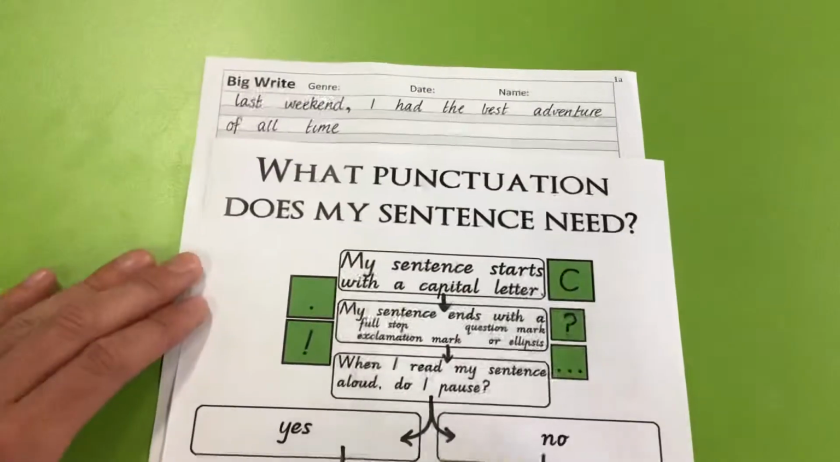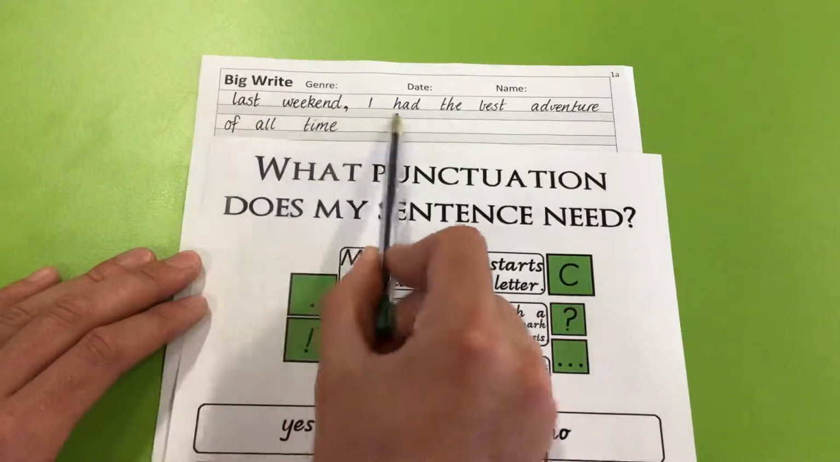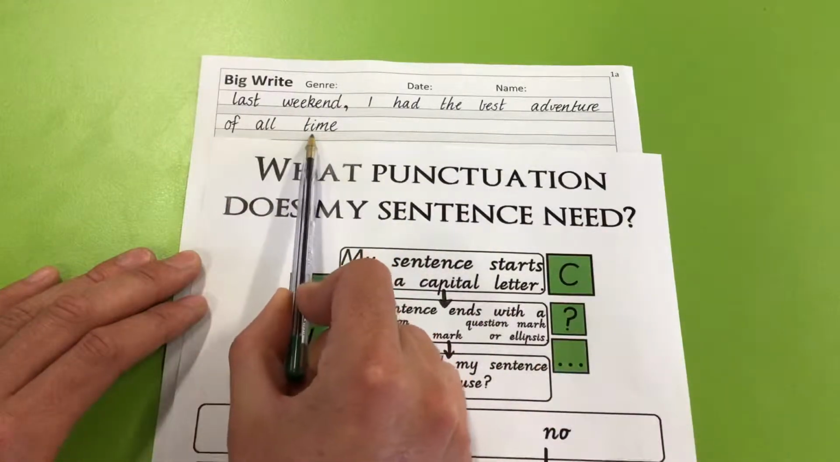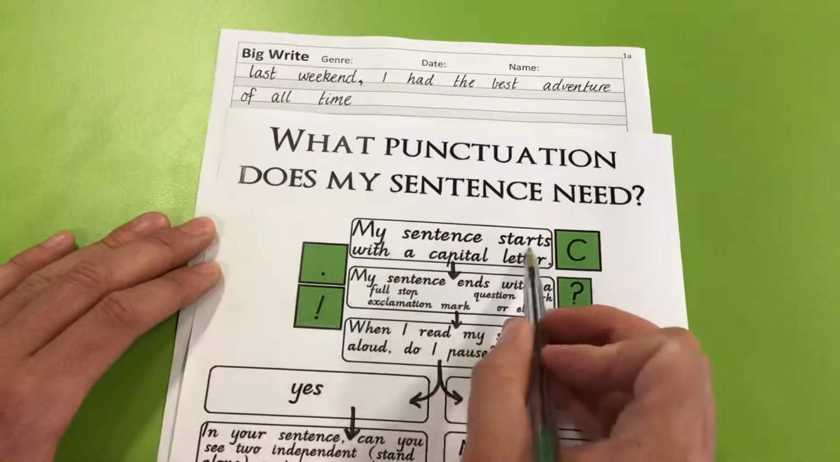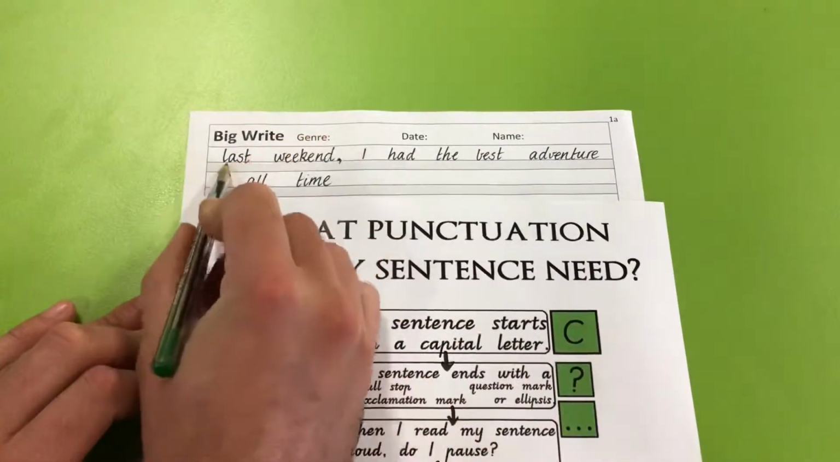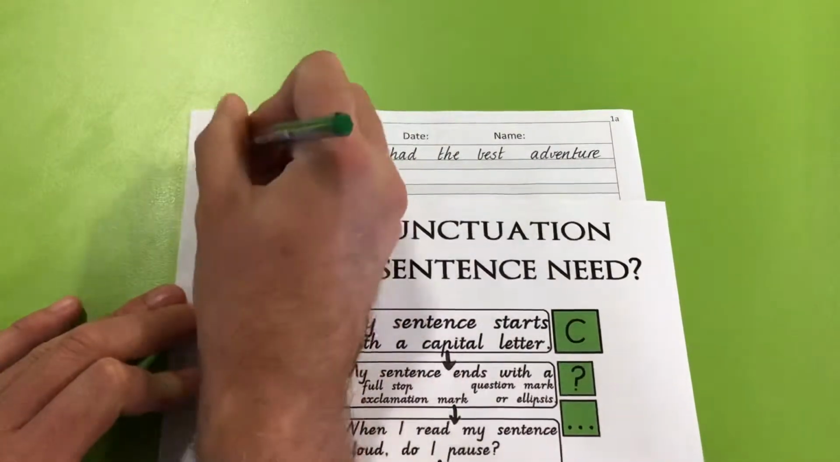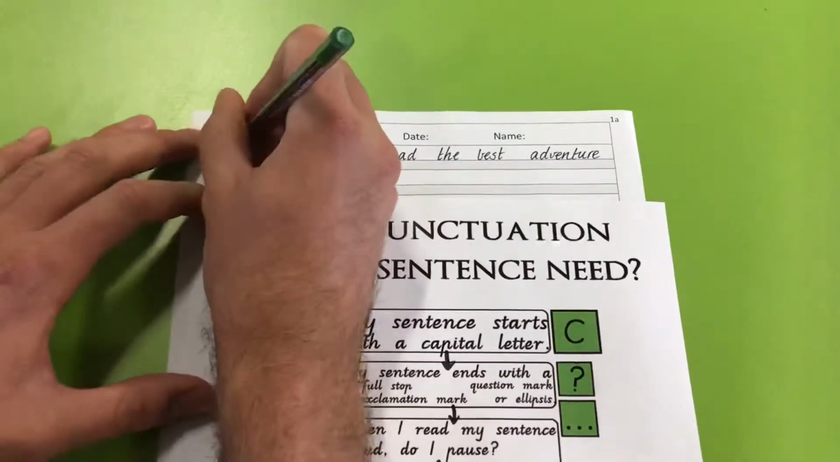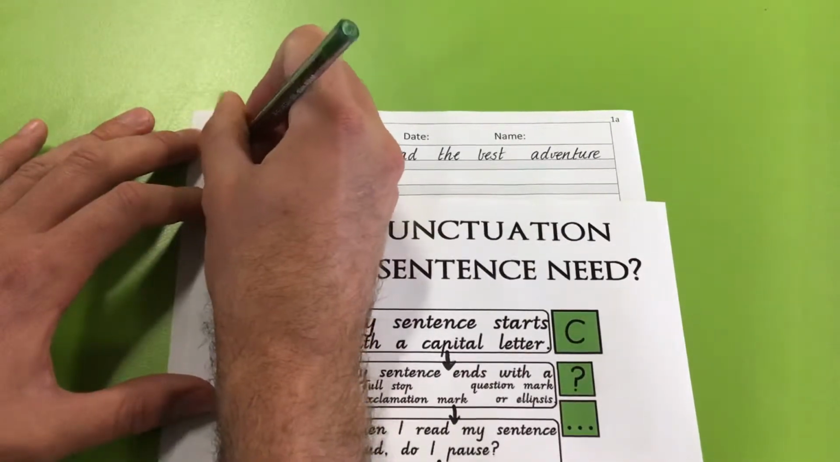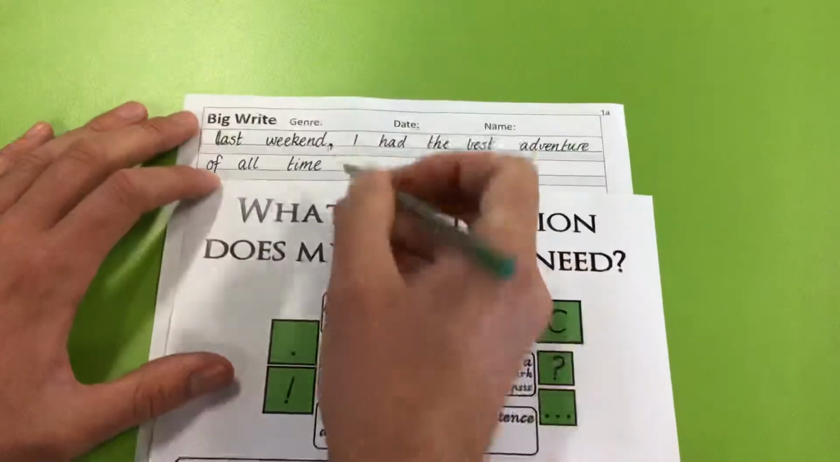Let's edit my first sentence here. Last weekend, I had the best adventure of all time. Now with that, first of all, my sentence starts with a capital letter. I need to make sure that is a capital letter. I'm just doing that in green pen, because that's going to be our even better if.